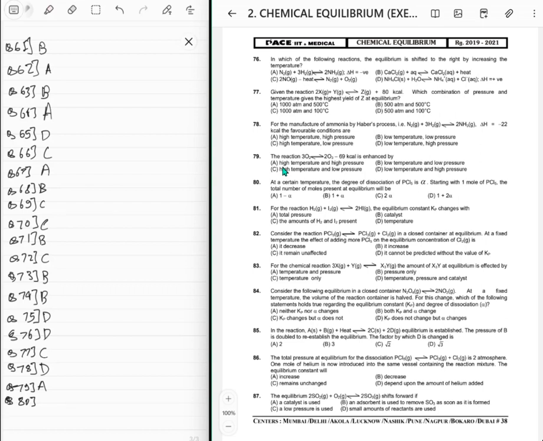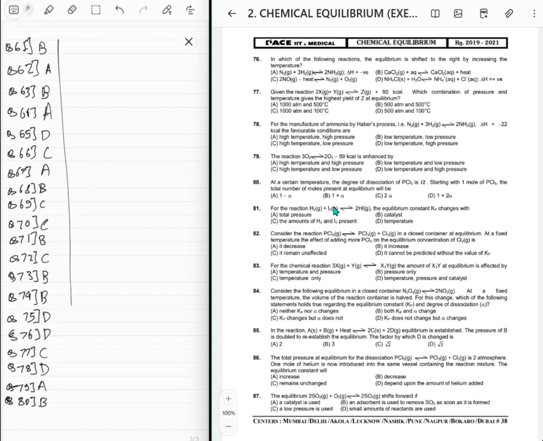Right. Question number 80. At a certain temperature, the degree of dissociation of PCl5 is alpha. Starting with 1 mole of PCl5, what is the total number of moles present at equilibrium? Degree of dissociation of PCl5 is alpha, right? So it's going to be 1 minus alpha. Wait, the total number of moles, not just for PCl5, but for everything. So then there's 1 plus alpha, because 1 minus alpha plus alpha for PCl3 and alpha for Cl2. So it's B, 80B.